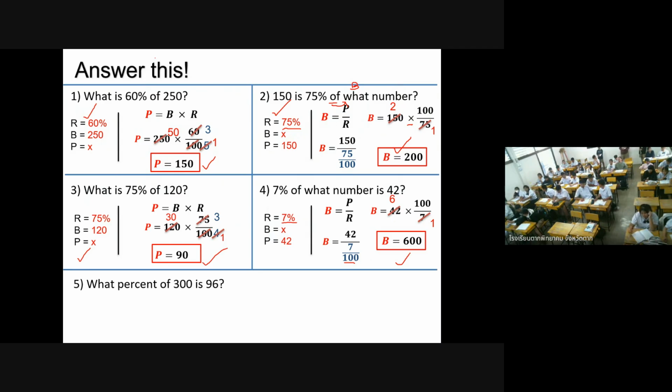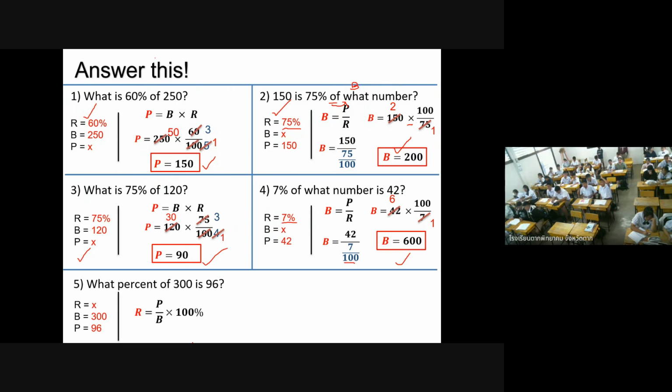And for the last one, number 5. What percent of 300 is 96? Now, if the rate is missing, what is our base? What is the base? 300. What is the percentage? 96. Okay.